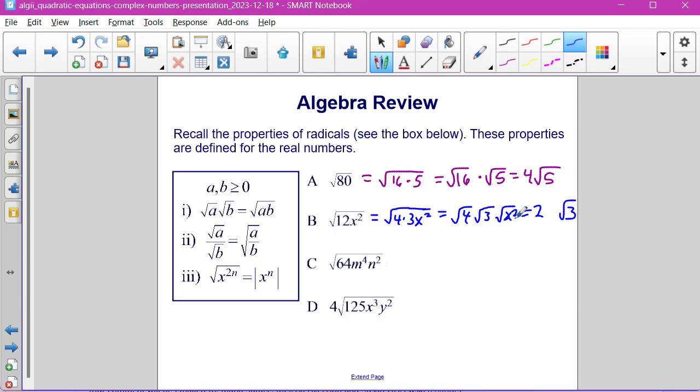So this is going from an even exponent inside of the radical to an odd, so we need to make sure we include the absolute value in our answer. Now let's look at our next problem.